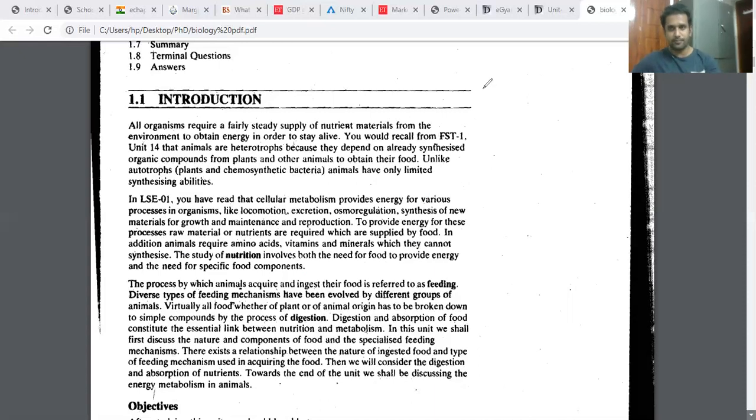We cannot live without them. Now you see here, the process by which animals acquire and ingest their food is referred to as the feeding mechanism, or feeding. Acquiring and ingesting. Ingesting means taking the food in through our mouth. The process by which animals acquire and ingest their food is referred to as feeding.